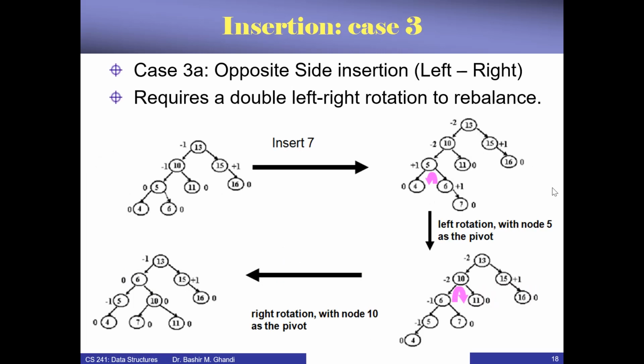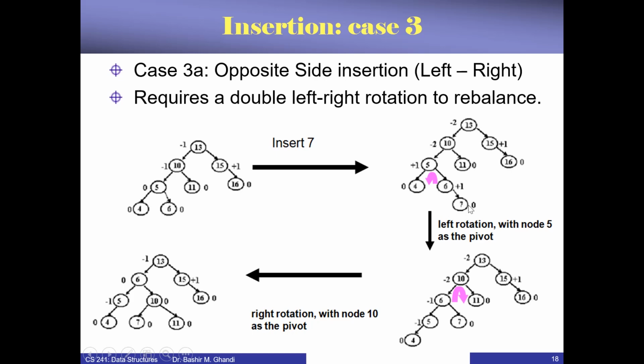Case number 3 is the opposite side, left-right. So if you consider this AVL tree, now suppose you insert 7. 7 is less than 13, less than 10, but greater than 5, greater than 6. So it will go all the way to the right of 6.